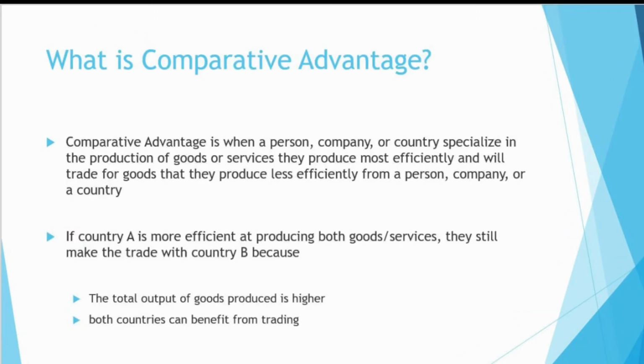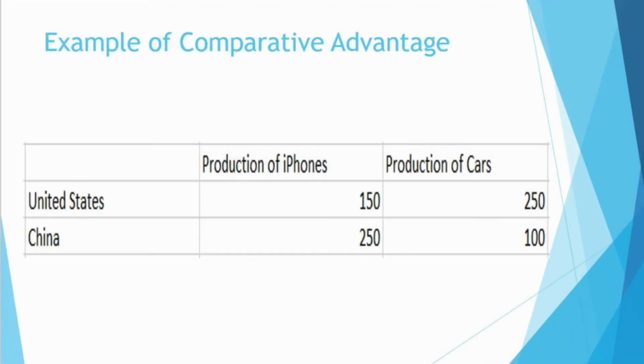What is comparative advantage? Comparative advantage is when a person, company, or country specializes in the production of goods or services they produce most efficiently and will then trade for goods that they produce less efficiently with a person, company, or a country. For example, if country A is more efficient at producing both goods, they will still make the trade with country B because the total output of goods produced will be higher and both countries can actually benefit from trading.